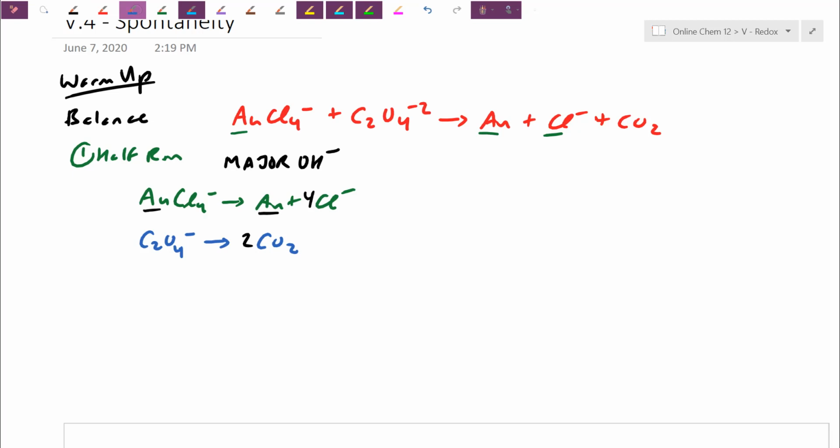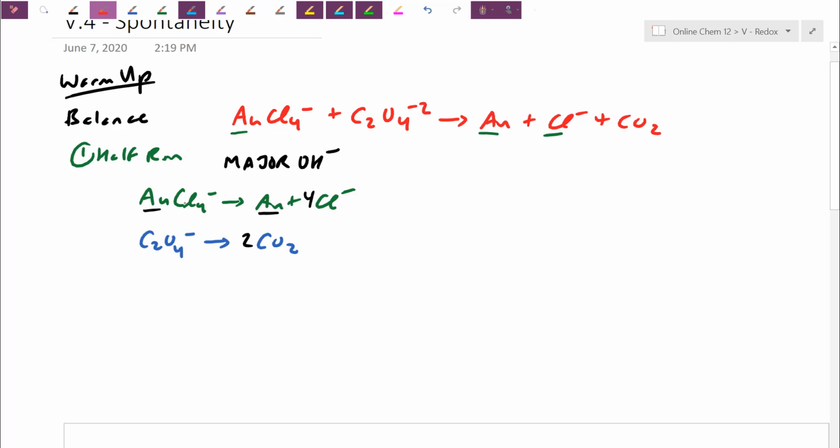We balance oxygens by adding waters, so I have no O's. In this case here, I have 4 O's, O's are good. Next, we balance for H's, so we have no H's, good. No H's, good. So actually, this was really nice. And then let's balance in terms of charge, so match up the number of electrons.